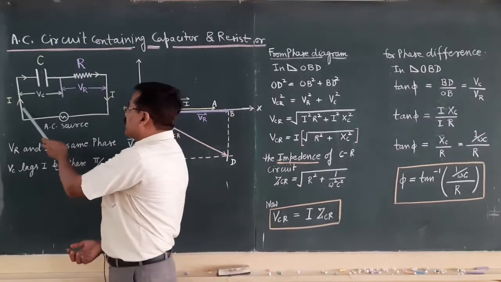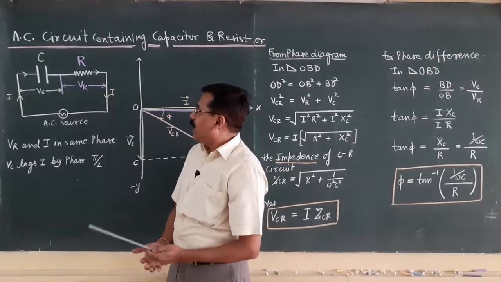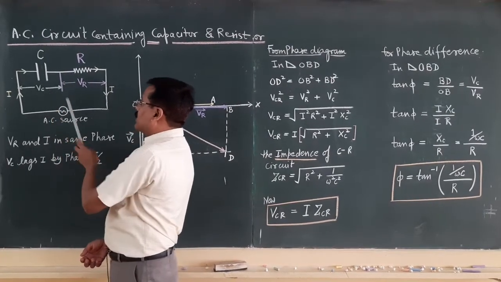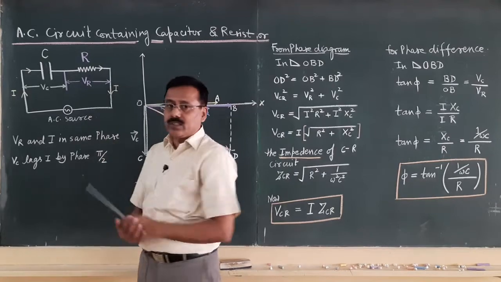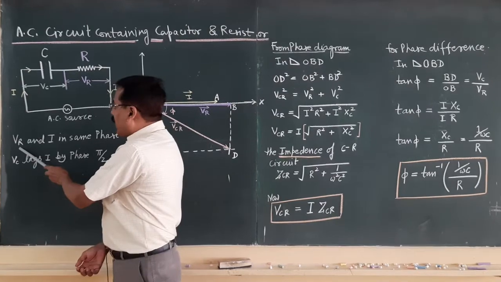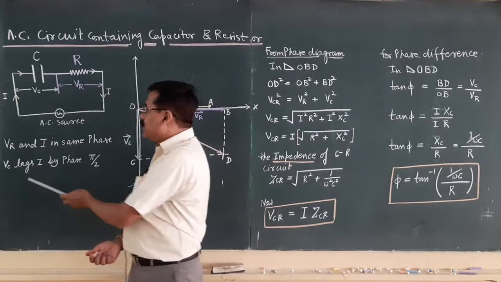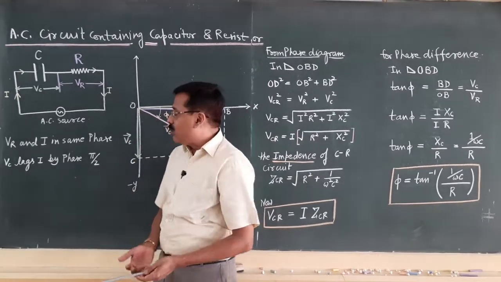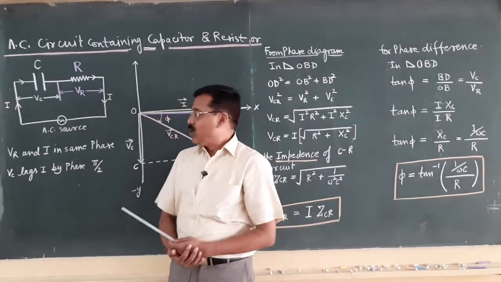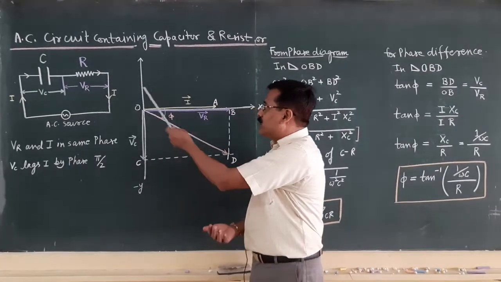Due to the series arrangement, current will be the same through both the capacitor and the resistor, with the potential drop Vc across the capacitor and Vr across the resistor. The fundamental concept we already know is that Vr and I are always in the same phase, and the potential across the capacitor always lags I by a phase angle of pi by 2. So, using these two concepts, we will plot the phase diagram for the CR circuit.